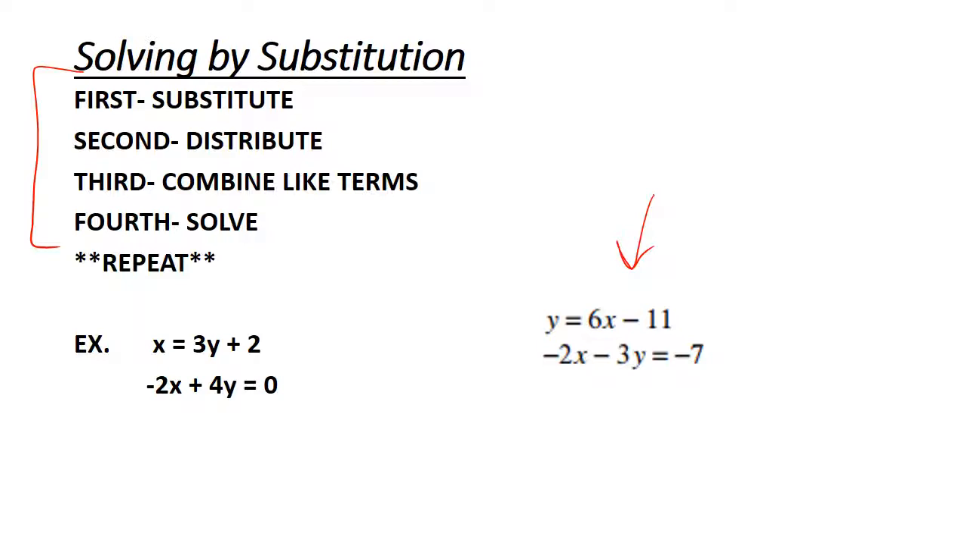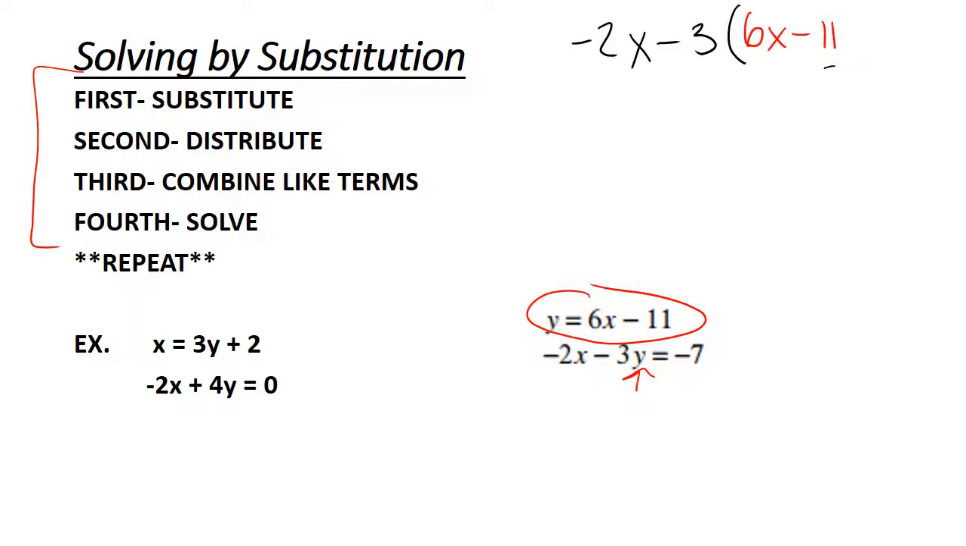So I have to find which variable is already by itself, which is the top one. Okay, so I need to take 6x minus 11 and plug it into the y in the other equation. So let me show you what that looks like. When you rewrite it, it's going to be negative 2x minus 3 times, instead of y, I have 6x minus 11, equals negative 7.